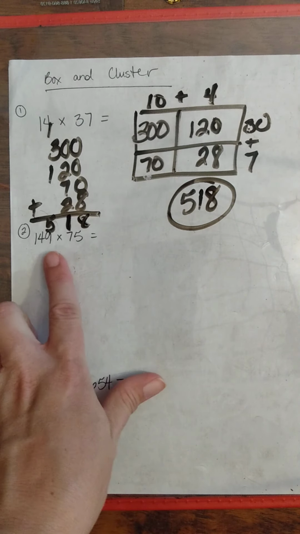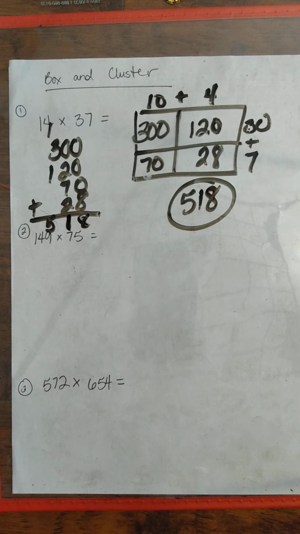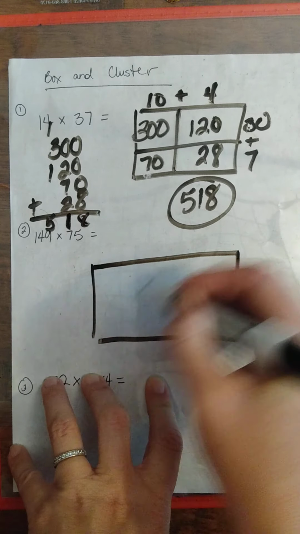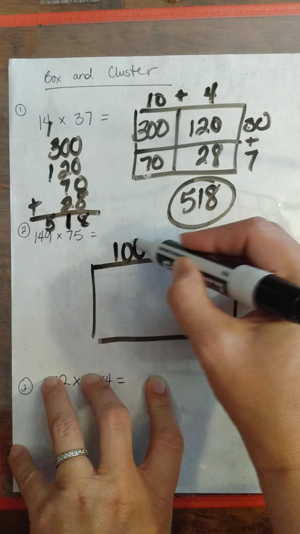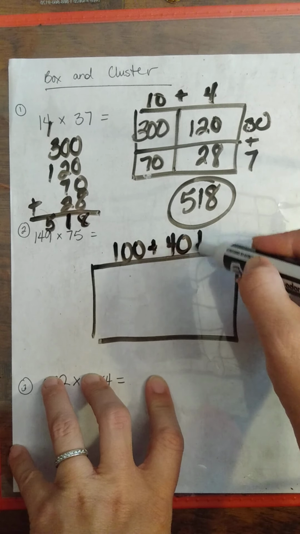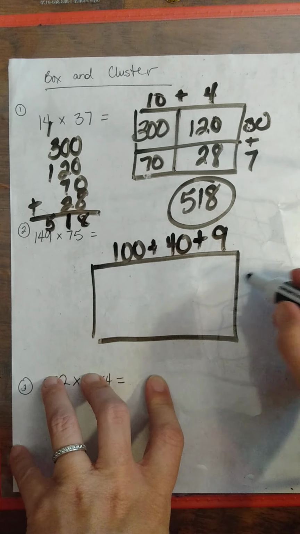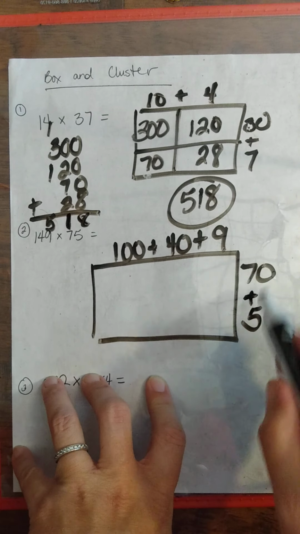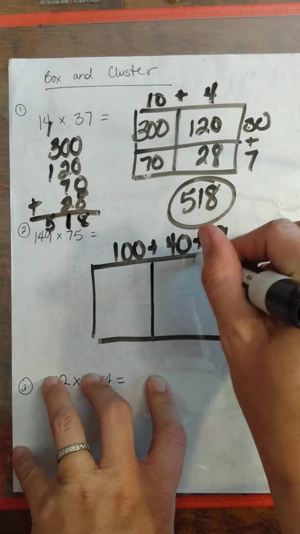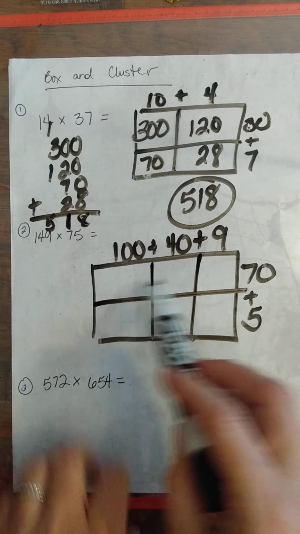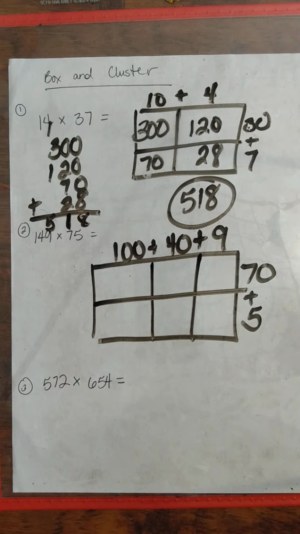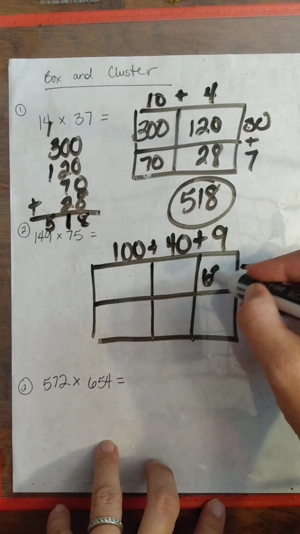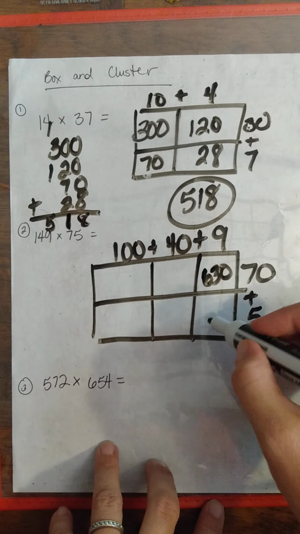518. Let's say that I had a 3-digit by a 2-digit number to multiply. This time, I'm going to have 140, and 9 would be how I break that number apart, and 70 and 5 would be how I broke 75 up into its place values. So here's my 3 by 2 box to use for box and cluster. 9 times 7 is 63 with a 0. 9 times 5, 45.